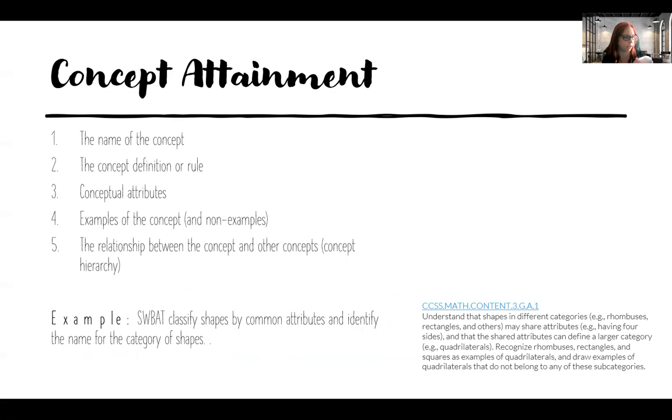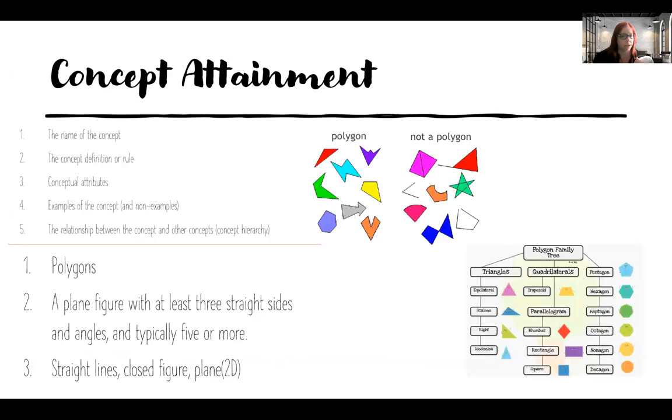So let's go ahead and look at my example here of the concept attainment model. So first, name the concept. We're going to learn about polygons first. And then a polygon, the definition is a plane figure with at least 3 straight sides and angles, and typically 5 or more. And so that was a definition I just pulled off the internet.